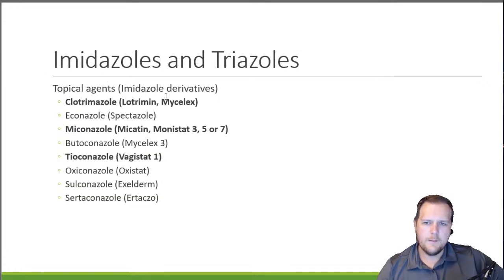In terms of imidazole derivatives, there's a ton of them that are out there for topical use, and you'll see these used a lot for things like yeast infections. Many of these are over the counter, so I just highlighted a few here that I think are more common you're going to run into, just based on brand names. Things like clotrimazole, miconazole, Monistat 3, 5, and 7, depending on how long you want to treat it for, iconazole. A lot of these are over the counter. You can go and buy from the store and use to treat vaginal yeast infections. So pretty common ones you'll run into.